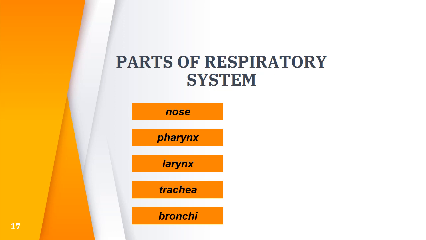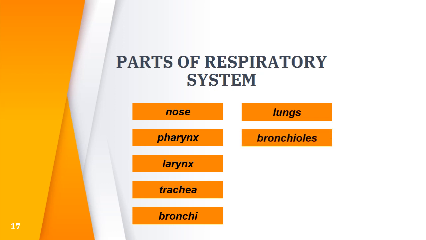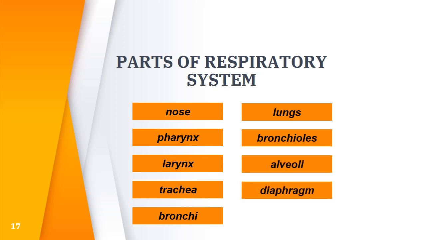We have the bronchi, or the two branching tubes leading to the lungs. We also have the lungs, which are the main organ of our respiratory system. The bronchioles, which are smaller branches of bronchi. The alveoli, also known as the air sacs. And we have the diaphragm, or the dome-shaped muscle, which is found just below the lungs.